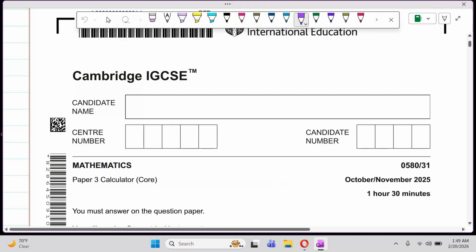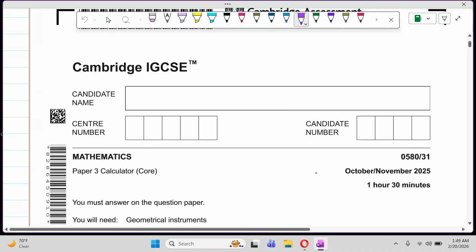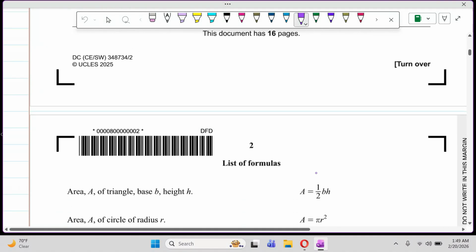Hi everyone, we are going to start Cambridge IGCSE Paper 3 for the session October-November 2025. This is variant 1 and the code is 0580/3.